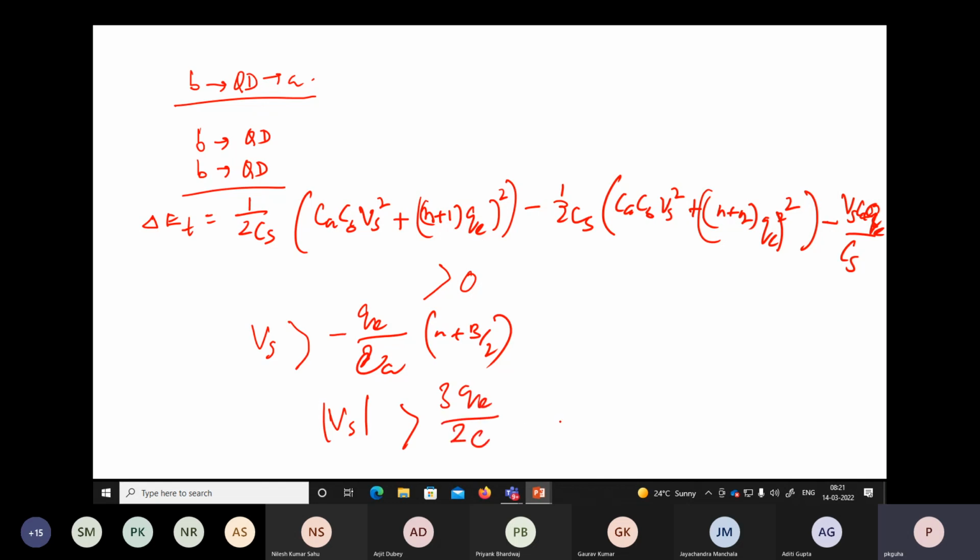Similarly, if we assume that there is a third electron transferring from junction B to the quantum dot, we will get Vs greater than 5 QE over 2C, and so on. So ultimately Vs for the m-th electron should be m QE over 2C, right? So here m is basically 1, 3, 5 and so on, right?